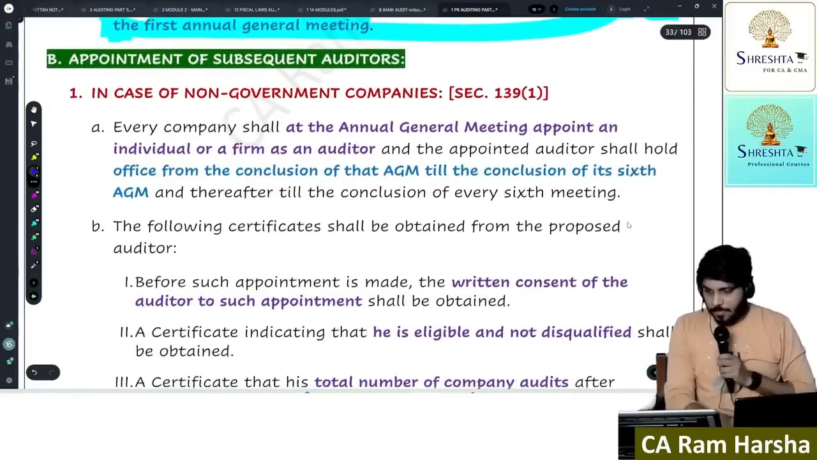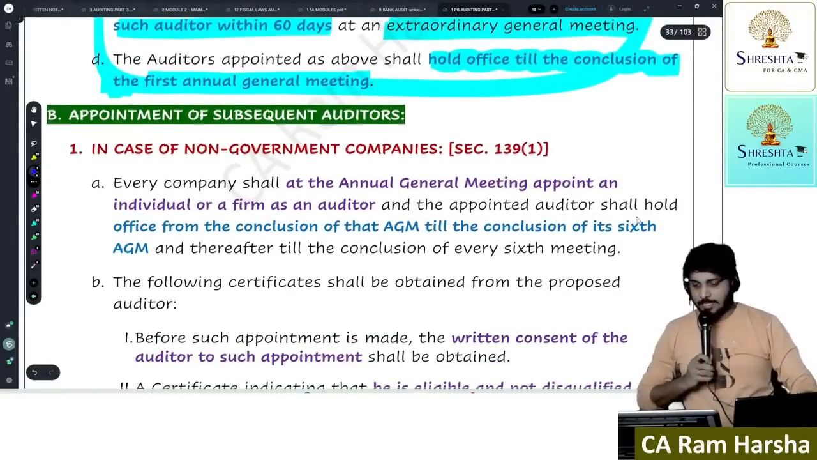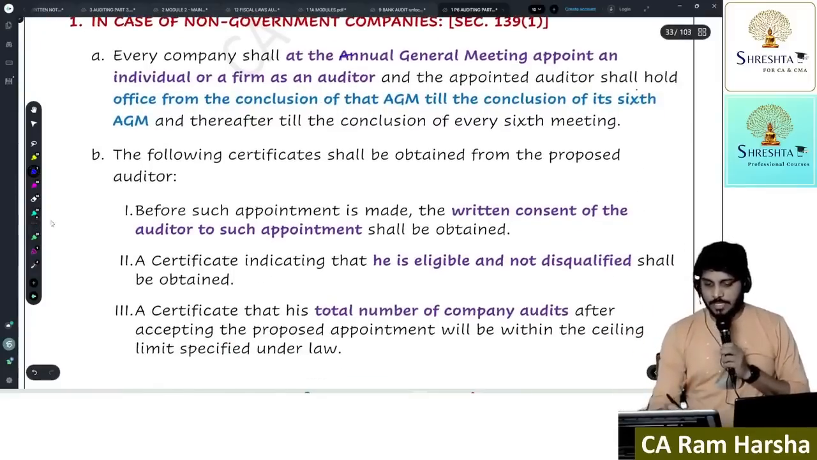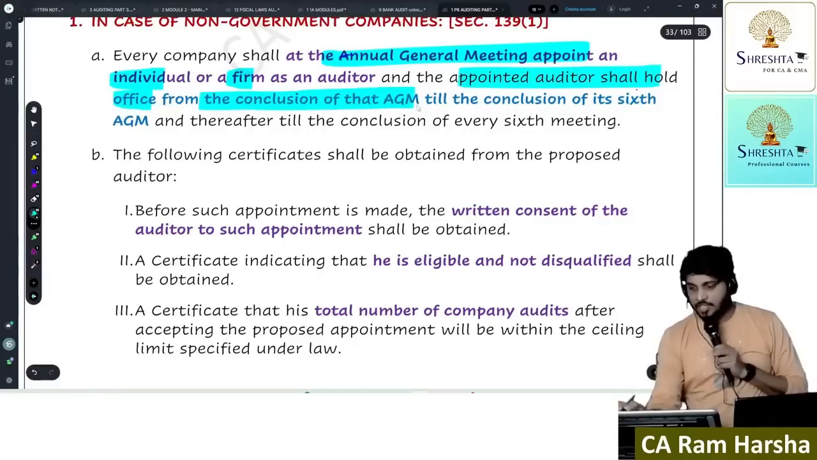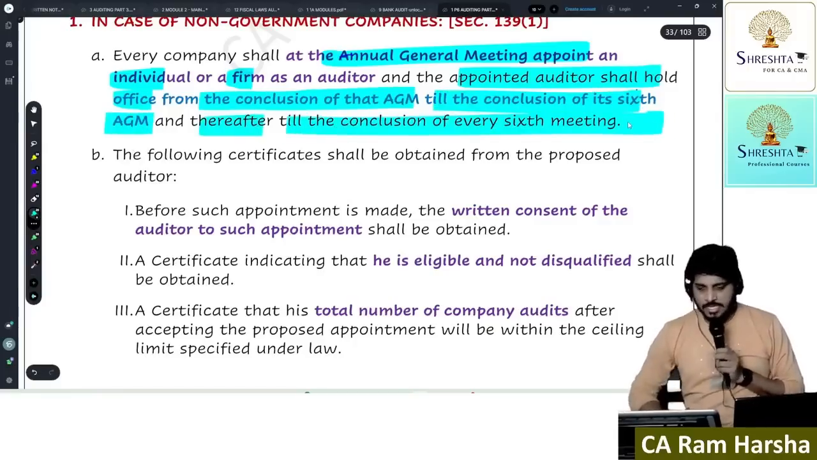Next. So everyone clear all of this, all of you? So that is regarding the subsequent auditor provision. Every company shall at the AGM appoint an individual or a firm, and the appointed auditor shall hold office from the conclusion of that meeting till the conclusion of the 6th AGM, and thereafter till the conclusion of every 6th AGM.